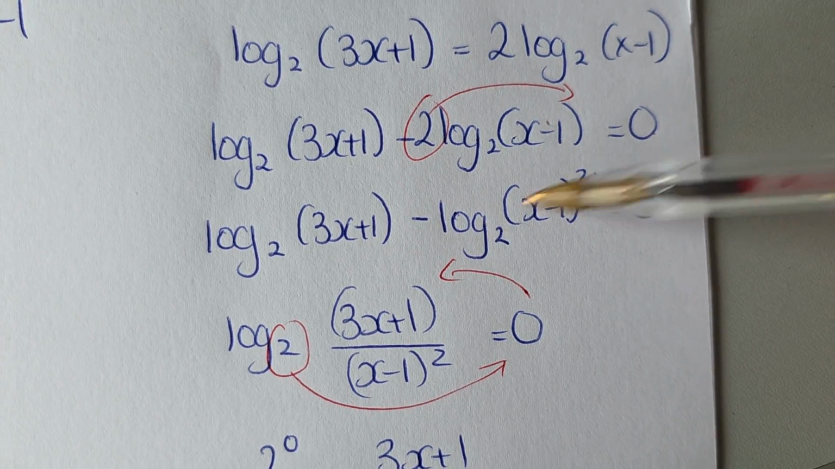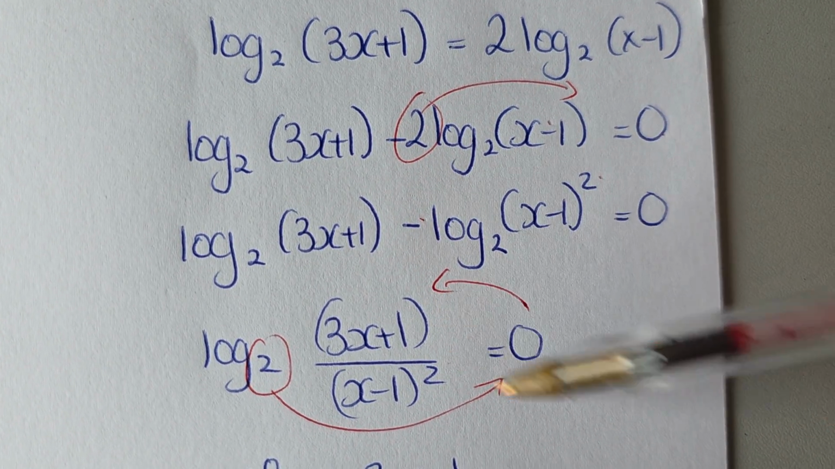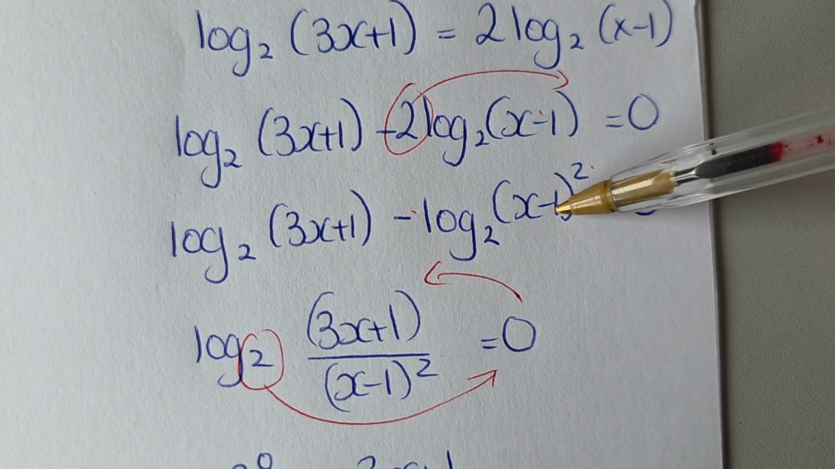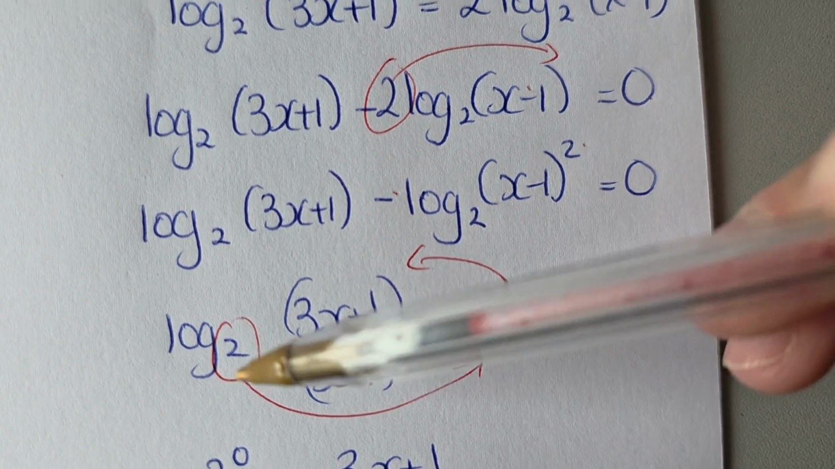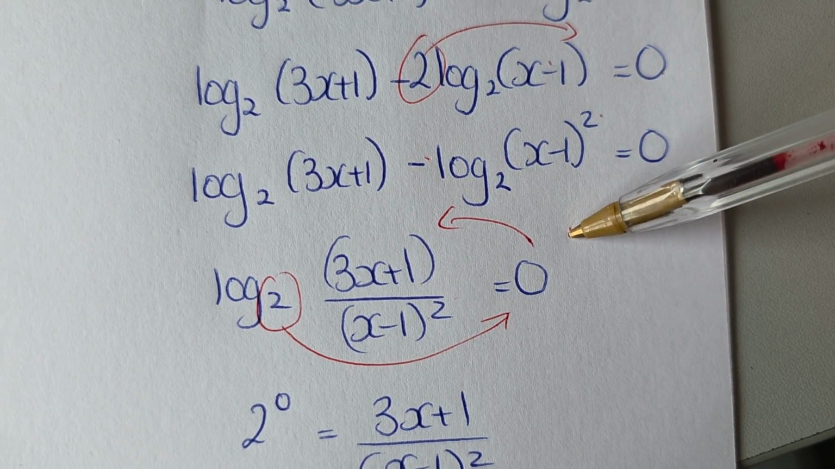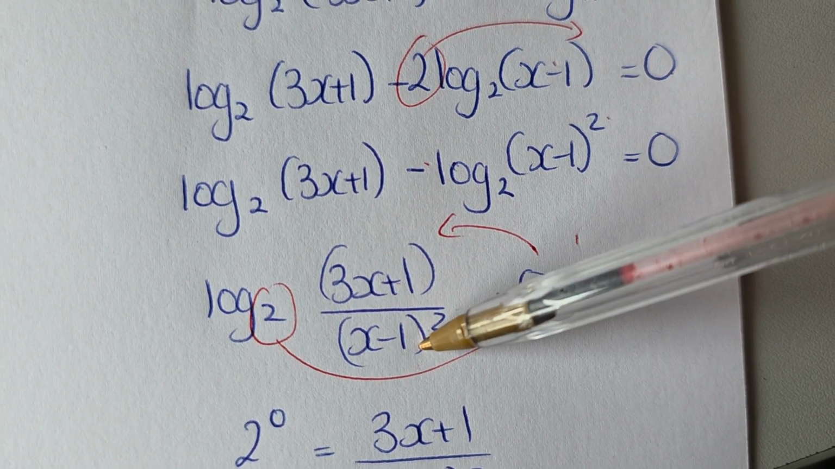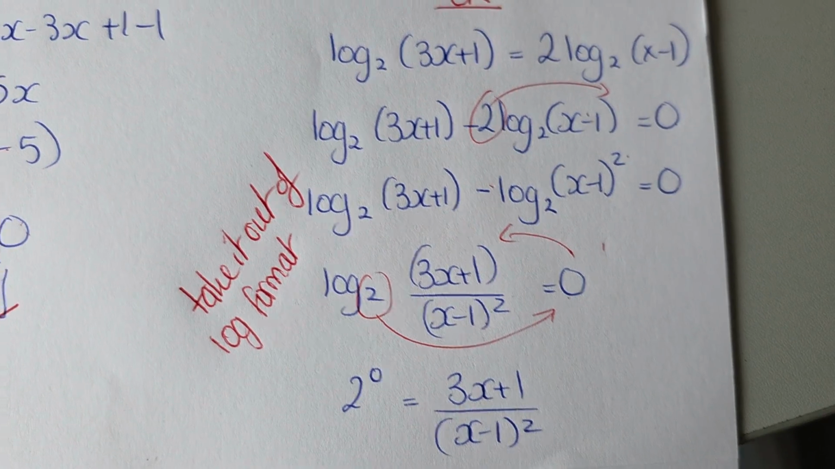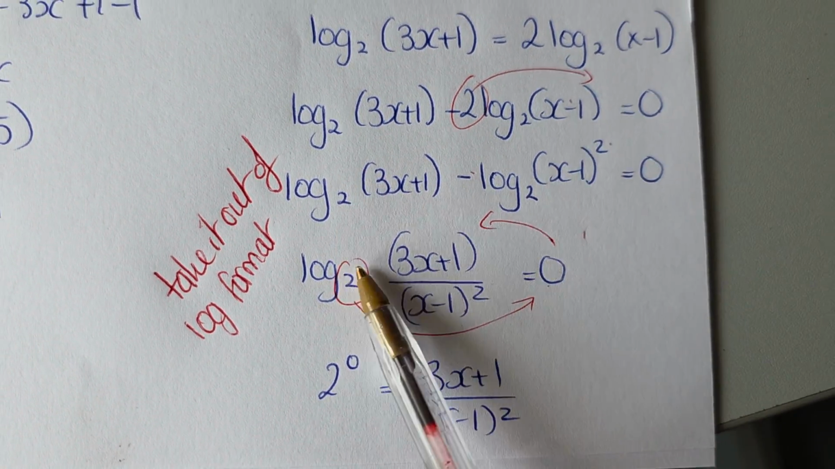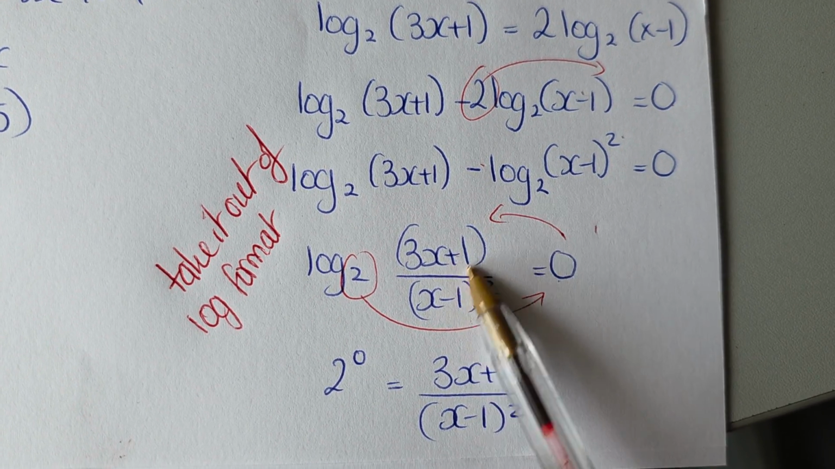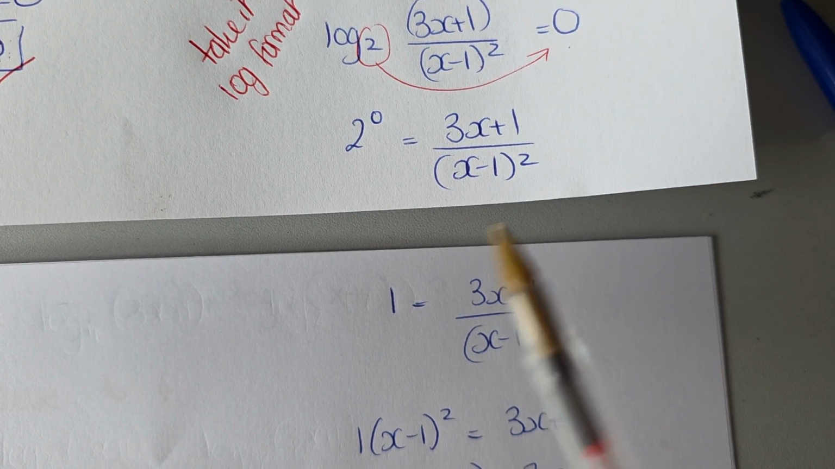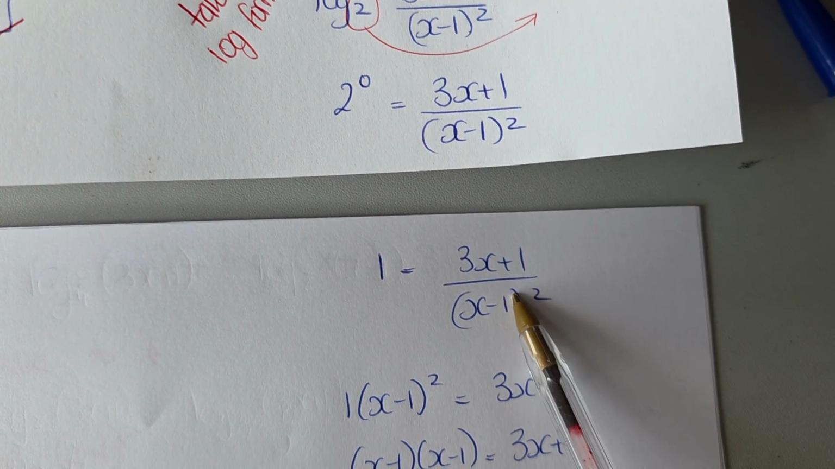And then at this stage, subtraction turns into division. So it'd be the log with a base of 2 of this bracket divided by this bracket squared. Okay, all equal to 0. Nothing simplifies above and below here. Okay, so then just take it out of log format and write it in index notation instead. So it'd be 2 to the power 0 is equal to that expression. 2 to the power 0 is just 1. Okay, so now you have 1 is equal to that expression.